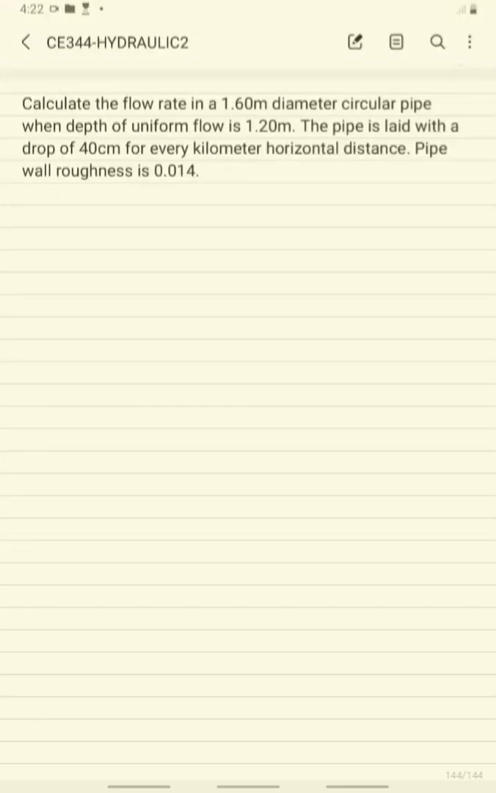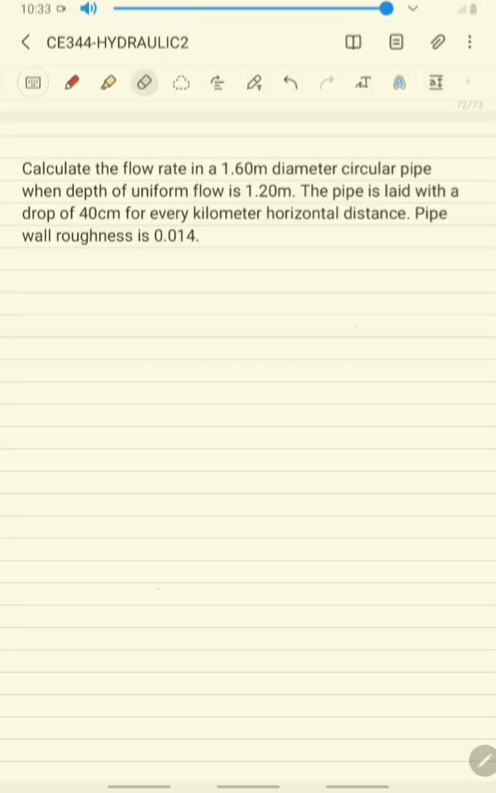We have another problem. This is an example of a uniform flow in an open channel. Computing the flow rate of a circular pipe with a diameter of 1.60 meters, when the depth of uniform flow is 1.20 meters. The pipe is laid with a drop of 40 cm for every kilometer horizontal distance. Pipe wall roughness is 0.014. So first we have to illustrate our problem.